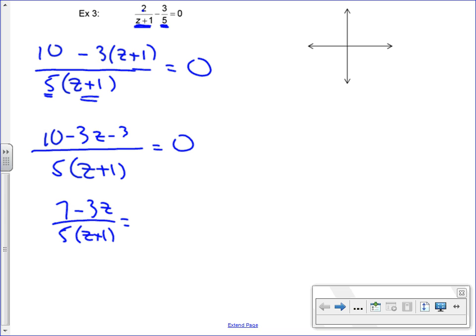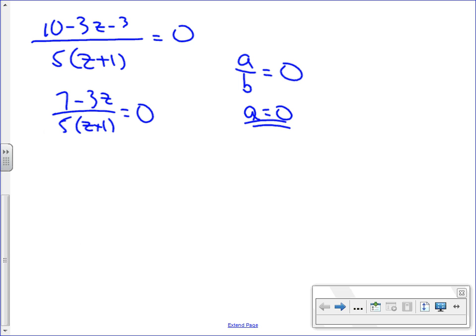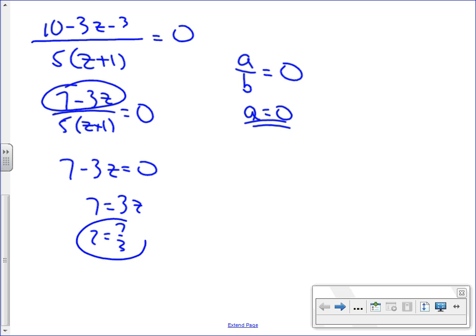Once you get a single fraction, one numerator over one denominator, you can think of it like this. If you have a fraction that's equal to 0, and it's just a numerator and a denominator, the only way that can be true is if the numerator equals 0. So we're going to use that idea to finish this problem up. The numerator here is 7 minus 3z. That has to equal 0.